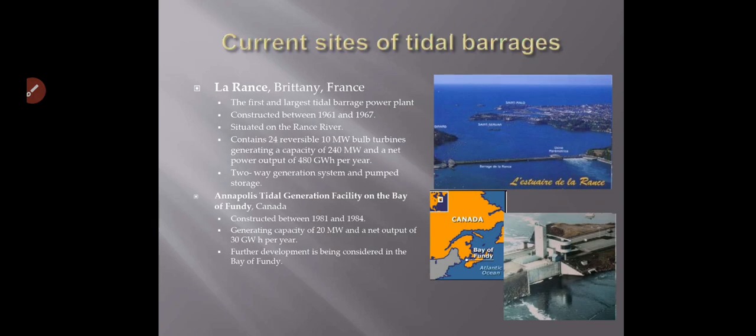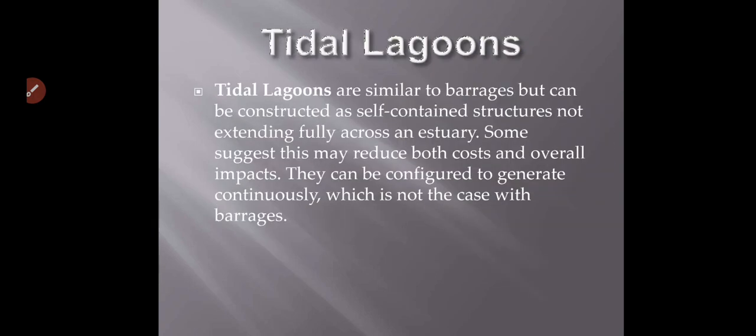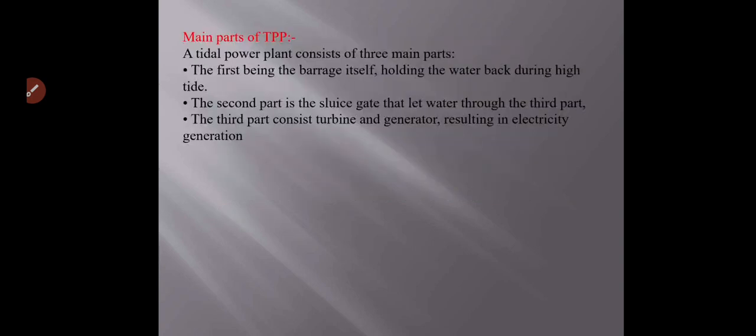Then we will discuss tidal lagoons. Tidal lagoons are similar to barrages but can be constructed as self-contained structures, not extending fully across an estuary. Some suggest this may reduce both cost and overall impacts. They can be configured to generate continuously, which is not the case with a barrage system.